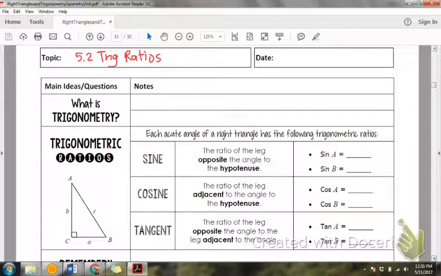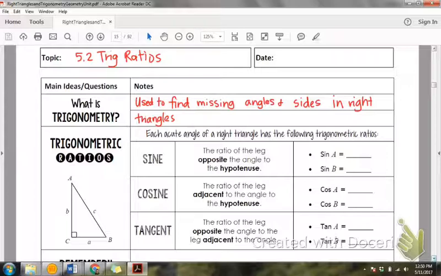What is trigonometry? It is not, guys, it is not hard. Just because it's a long word, a big word, doesn't mean that it's hard. Okay, trigonometry is used to find missing angles and sides in right triangles. So it's going to help us use some trigonometry, which just means some ratios.